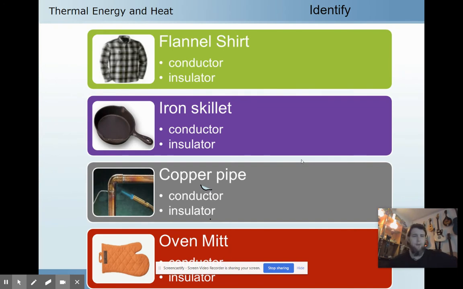If you're wearing a flannel shirt or a sweater or something, the question would be, is that a conductor or an insulator? All that flannel shirt is doing is holding in the heat, not allowing it to conduct its way out. So that would be an insulator.